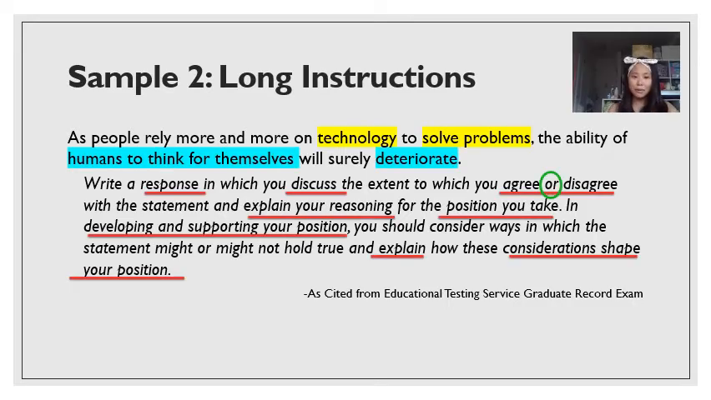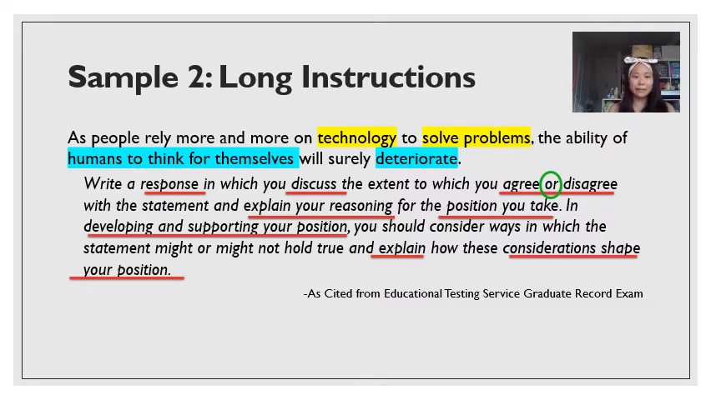As people rely more and more on technology to solve problems, the ability of humans to think for themselves will surely deteriorate. As you notice, I decided to use highlighters and I used 2 different colors. I decided that technology and solving problems was one main point that this prompt was pointing out. That's why they're highlighted together in yellow. And then the second part with the keywords, humans to think for themselves, deteriorate, I highlighted in blue because they're also grouped together.